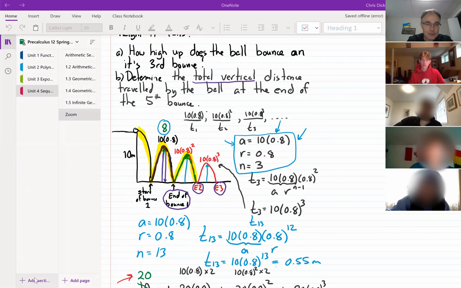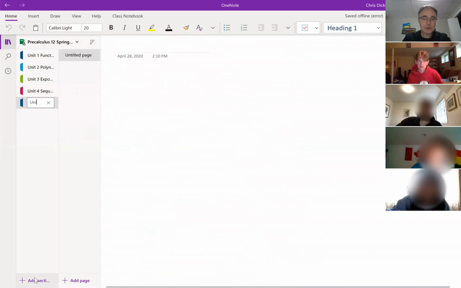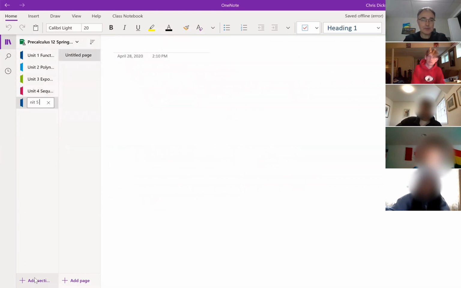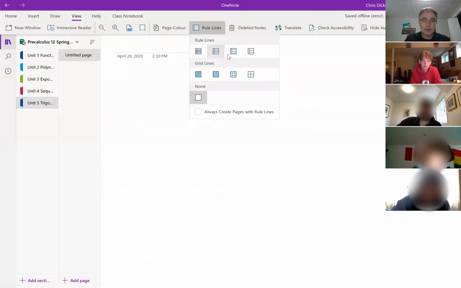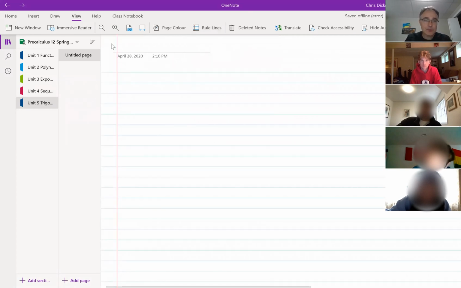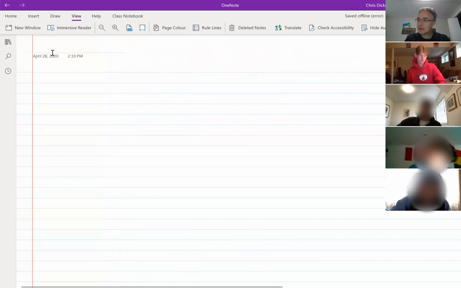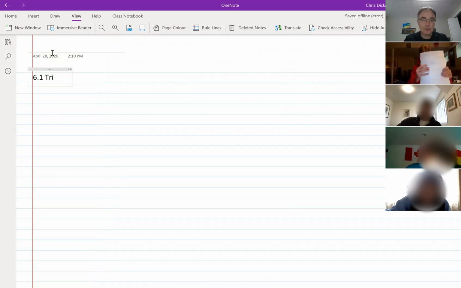Okay, let's do a new section. So unit, we'll call it unit 5, and it's going to be trigonometric functions. The good thing about the first few sections in the book is that it's almost a repeat of Math 11. So section, it's actually called 6.1 in the book, and it's called trigonometric functions.